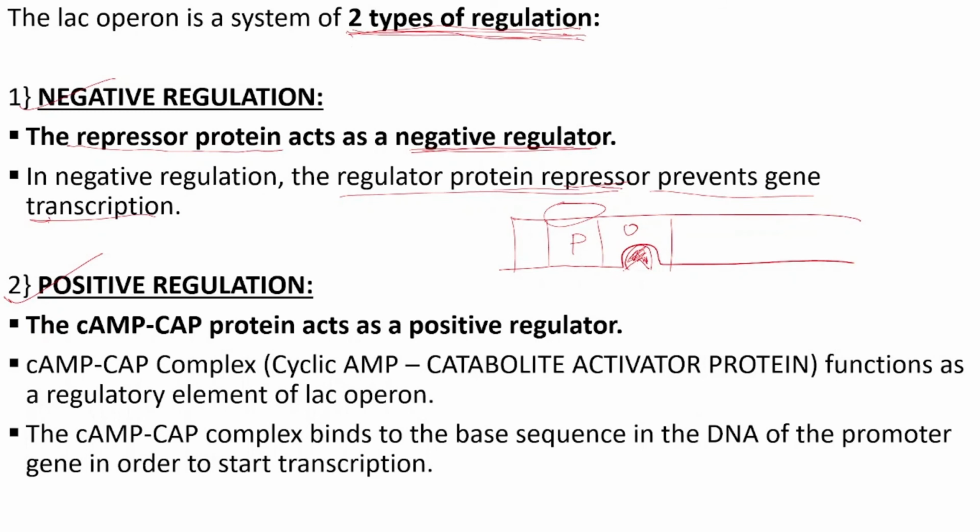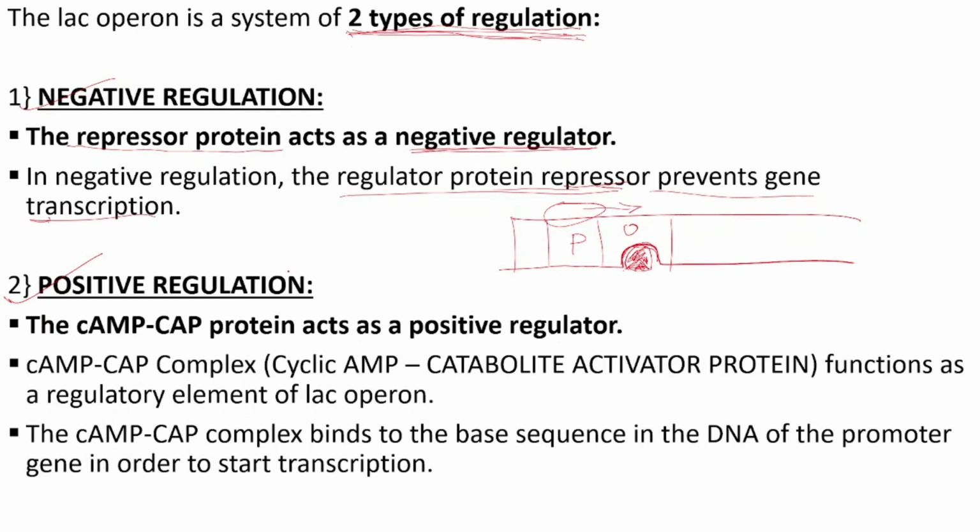Then thereafter lactose was introduced into the medium. Lactose works as an inducer. It binded with the repressor protein and the operator gene was set free to do its function. Therefore, RNA polymerase unwinded the DNA and transcription was carried out.